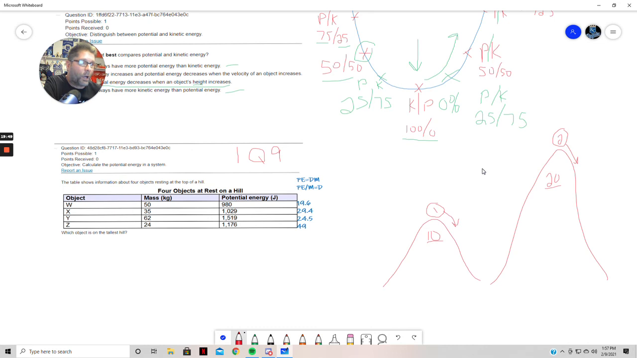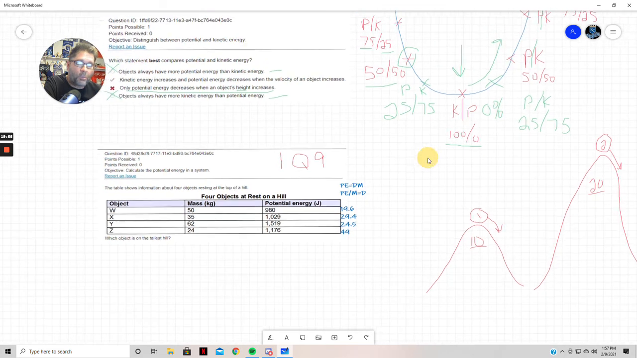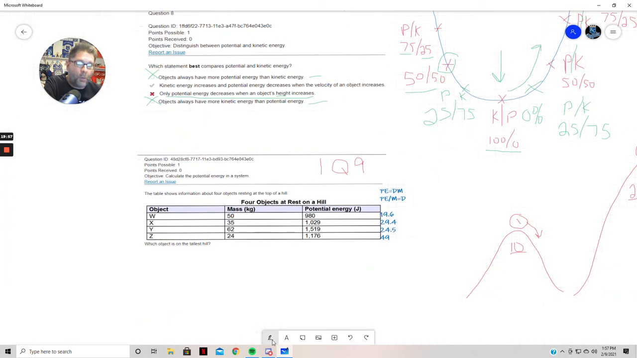So if I close this and go back over to our choices, now we can see that this choice cannot be the correct one, and by elimination this one has to be correct. But let's talk about why. Okay, kinetic energy increases and potential energy decreases when the velocity of the object increases.